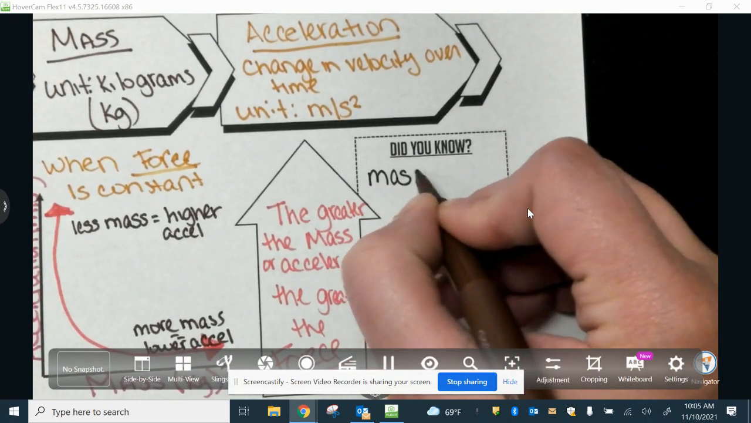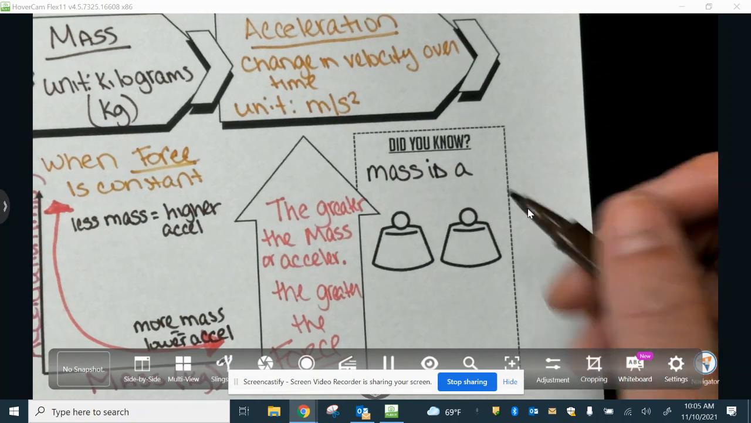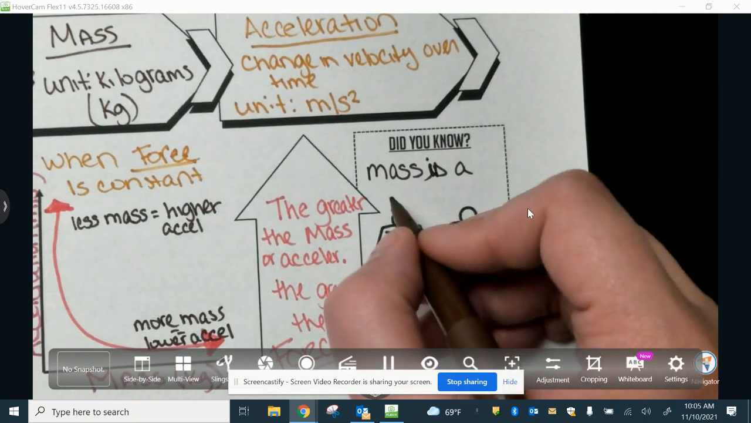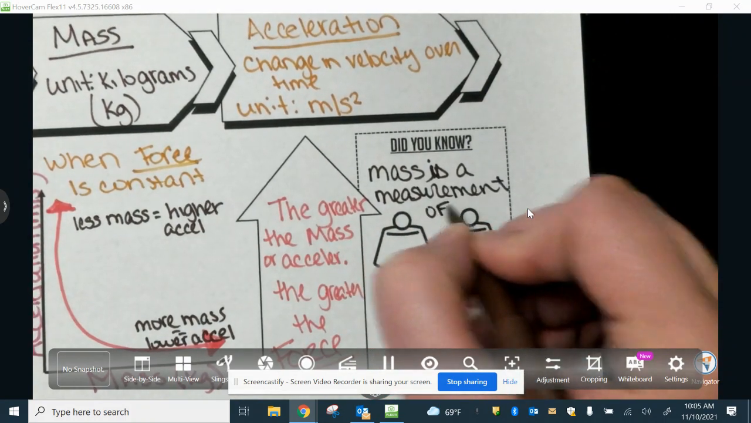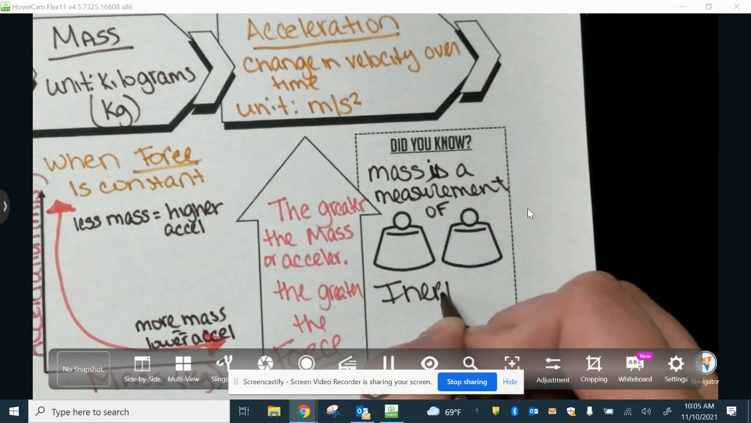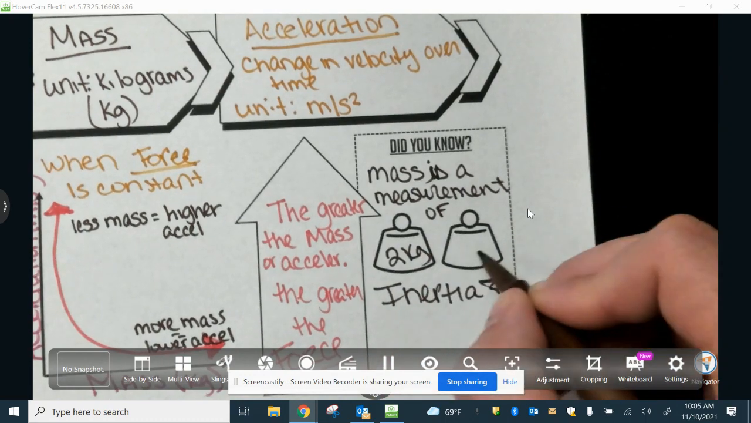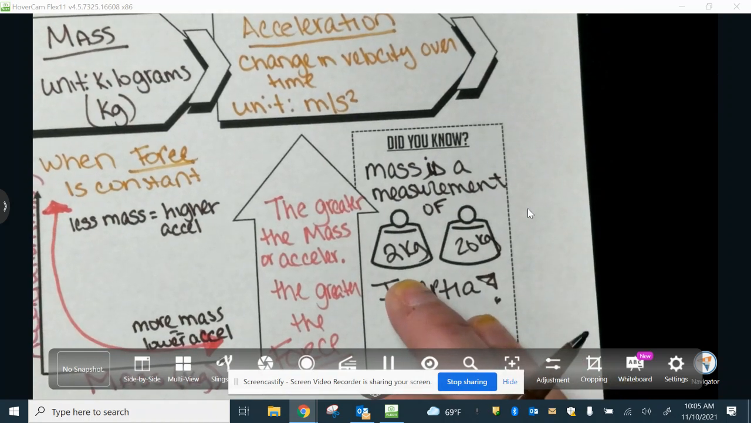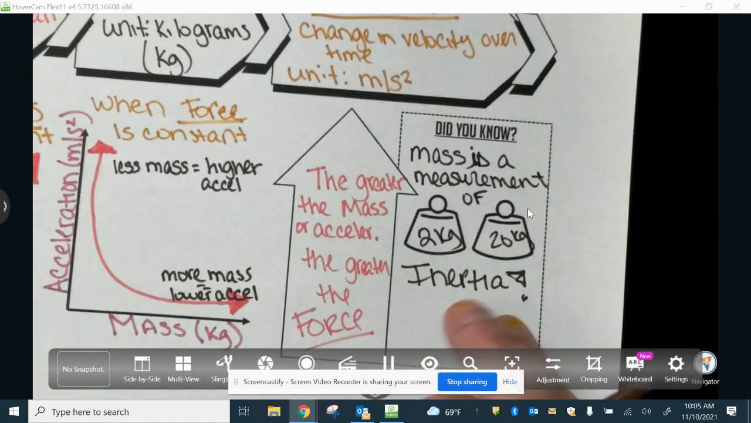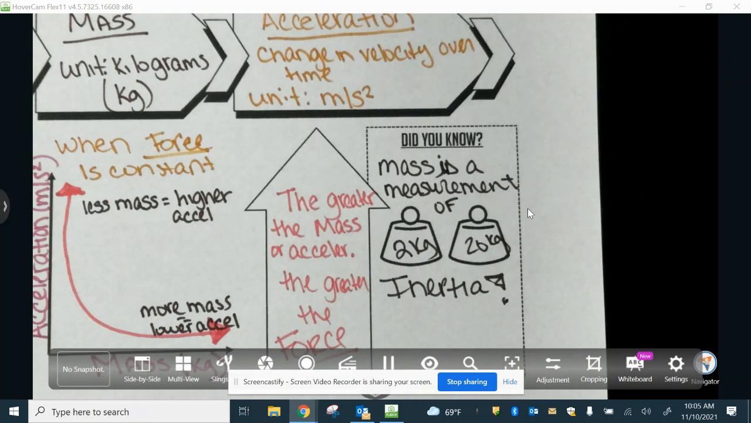So, did you know mass, that's a cursive S with a non-cursive Y there, that's what that is. Mass is a measurement of inertia. Because if I were to apply 5 Newtons of force to a 2 kilogram object versus a 20 kilogram object, the acceleration is going to be a lot less for the 20. This is pretty simple stuff.